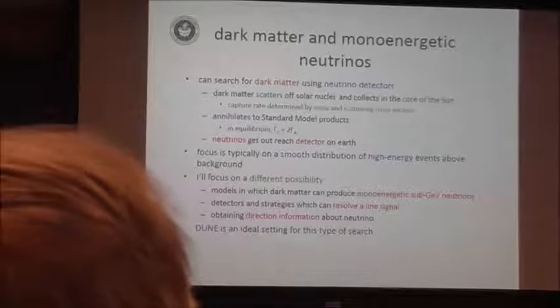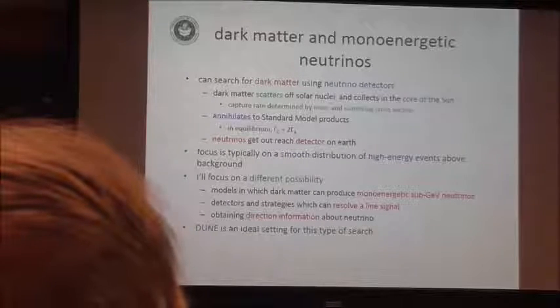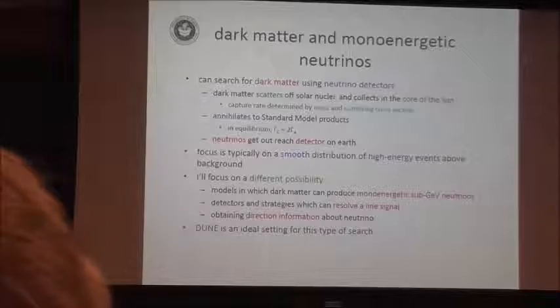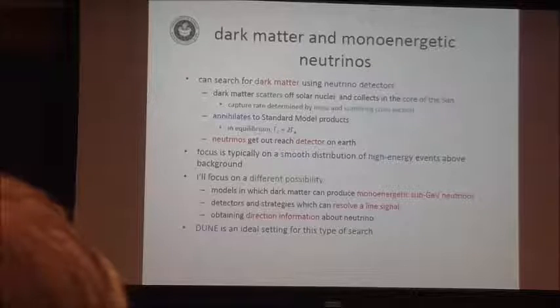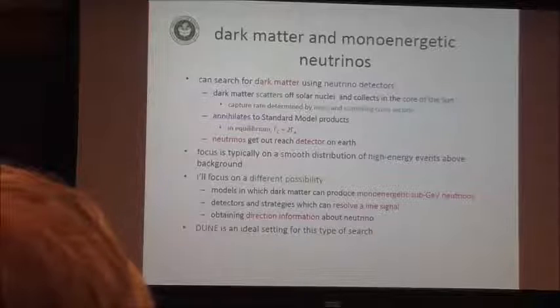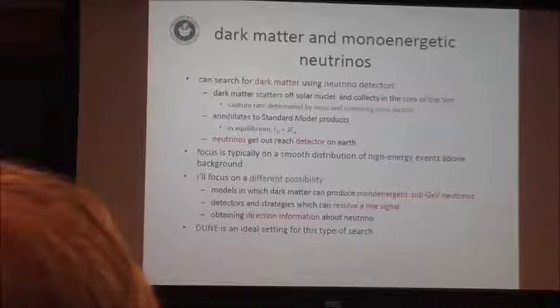And so one of the ways we can search for dark matter is by looking for dark matter annihilating in the core of the sun. And the idea is that when dark matter scatters off solar nuclei, then it can get gravitationally captured and eventually collects in the core of the sun. And the rate at which it's captured is determined by its mass and its scattering cross-section with the nuclei in the sun. And so then, that dark matter, as the density increases, it annihilates to standard model particles.